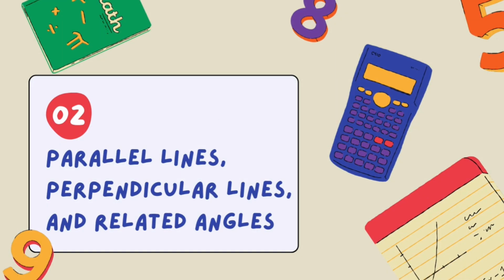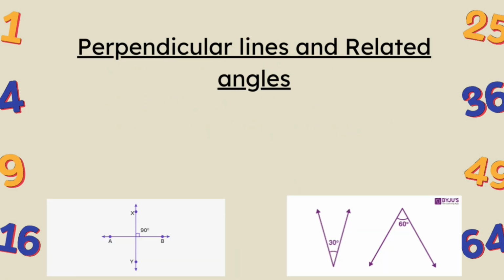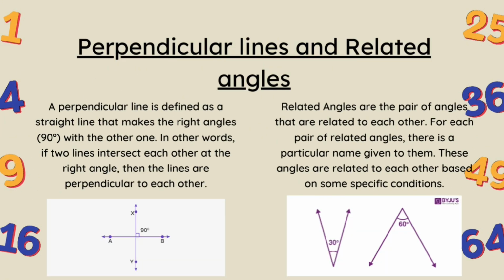And now I'll be presenting 10.2 Parallel Lines, Perpendicular Lines, and Related Angles. Parallel lines can be defined as 2 lines in the same plane that are at equal distance from each other and never meet. Perpendicular lines are defined as a straight line that makes a right angle, which is 90 degrees, with the other line. In other words, if 2 lines intersect each other at a right angle, then the lines are perpendicular to each other. Related angles are the pair of angles that are related to each other.